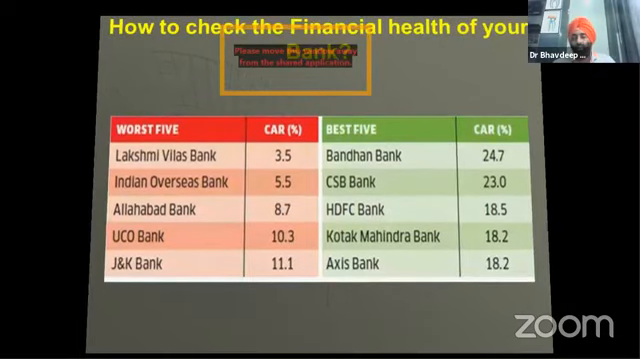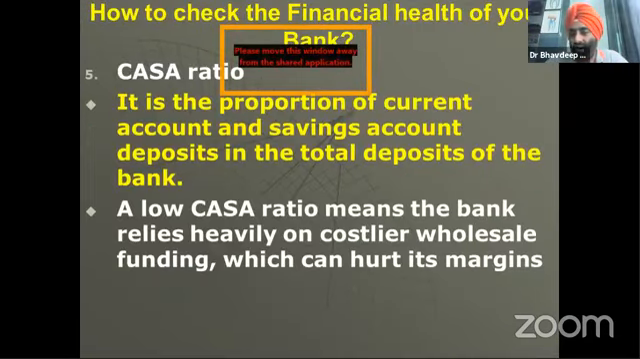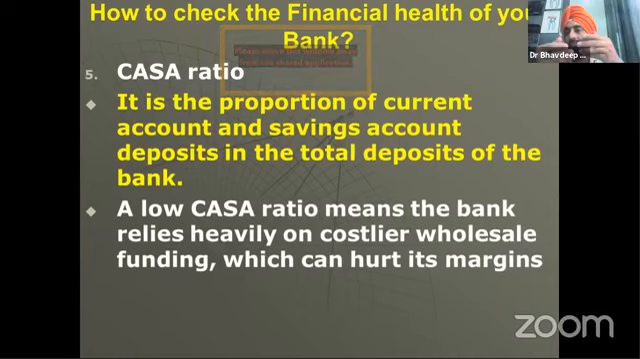Then the CASA ratio. This is a very underestimated ratio. It is the proportion of current account and savings account deposits in the total deposits of the bank. A lower CASA means the bank is relying on loans only, which can hurt its margin. What do I mean by that? The only way of generating income is through loans. The funding is through that only. The funding is not there through other sources, where customers keep their accounts.